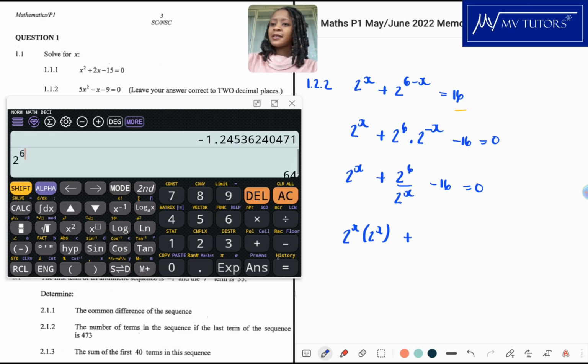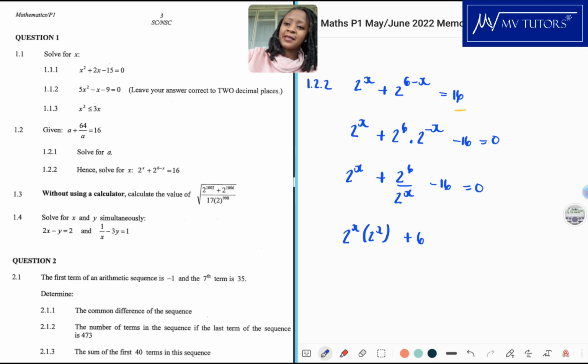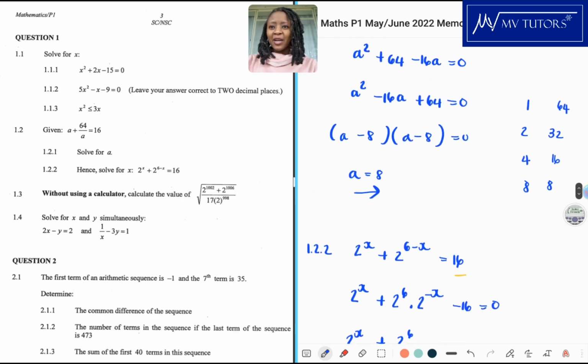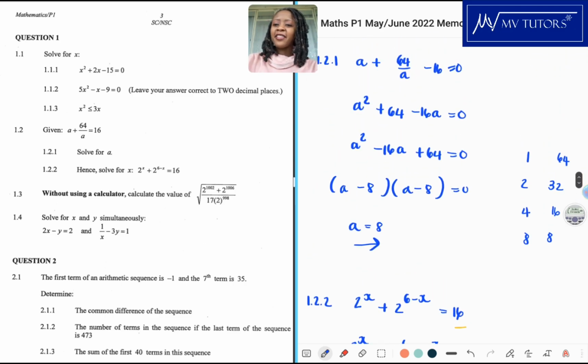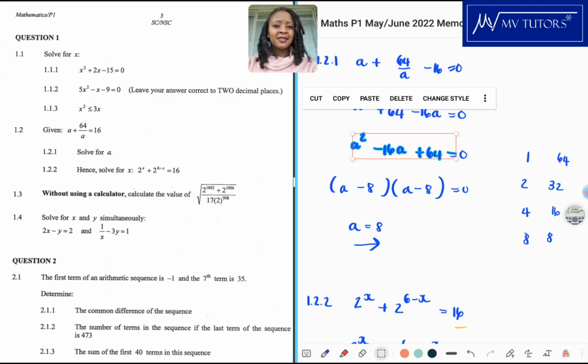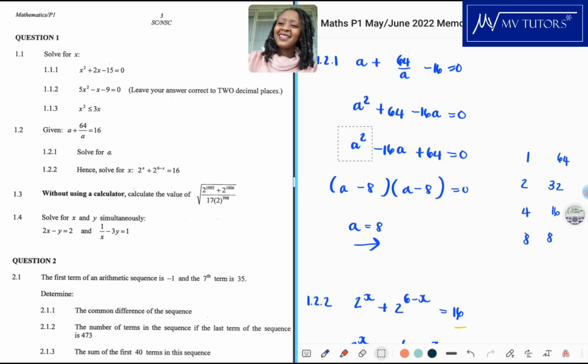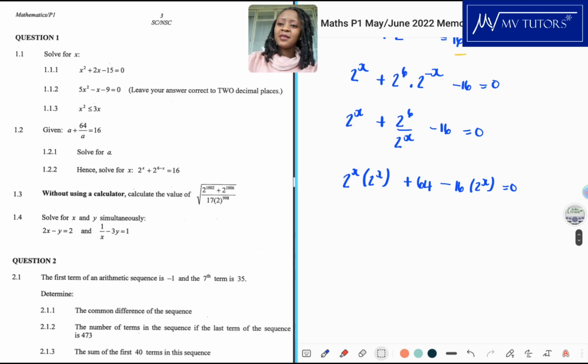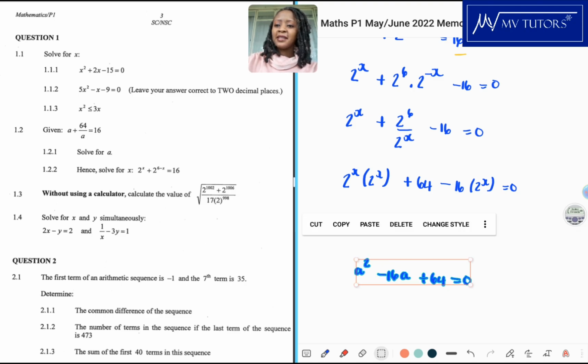2 to the power 6 is 64. Okay, so I have plus 64. And then I'm going to have negative 16 times 2 to the power x is equal to 0. I want this sum to look like that so that I can use the hence. Okay, yeah, so let's have that. Copy, and let's put it next to what we're doing so that we can see what is familiar here.